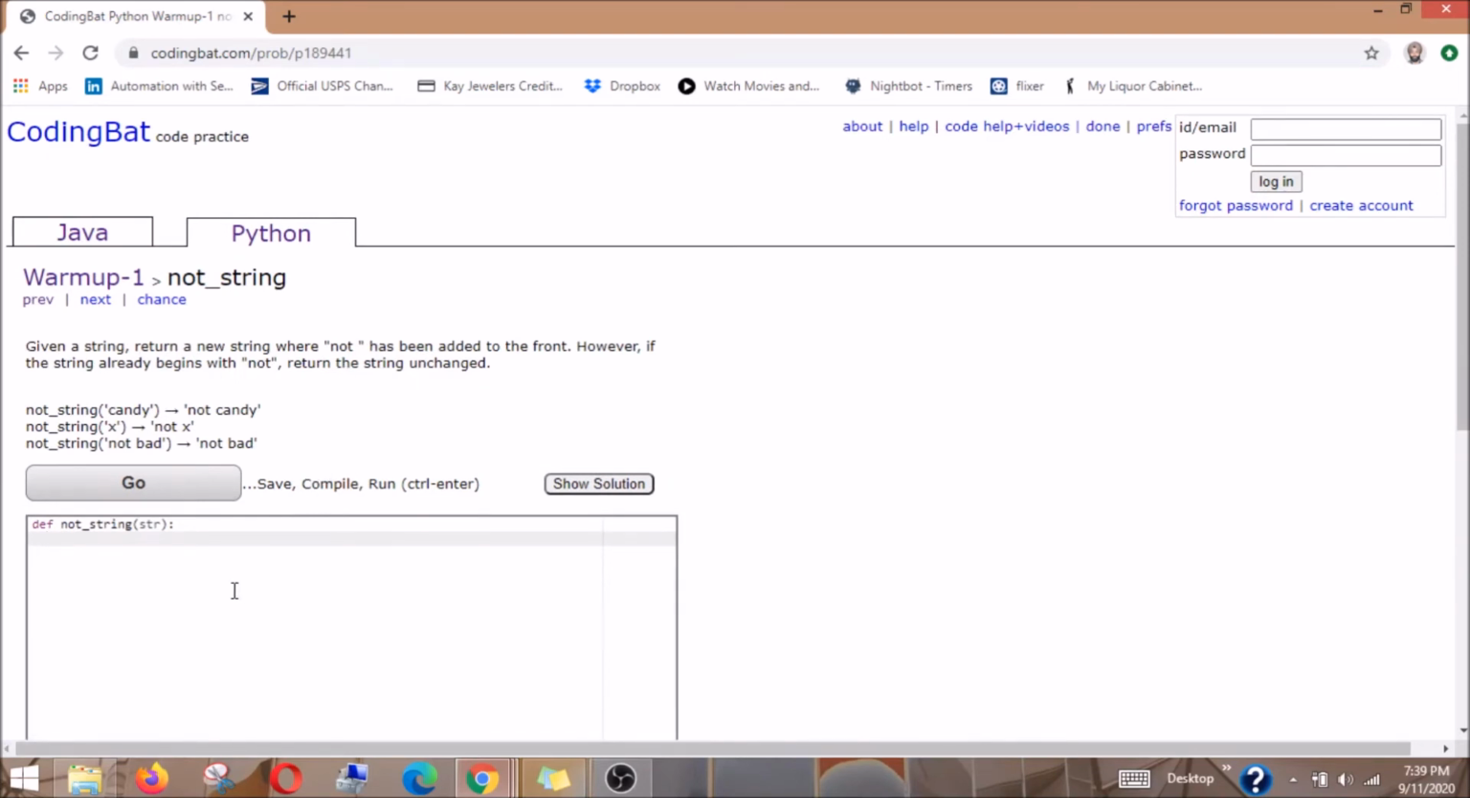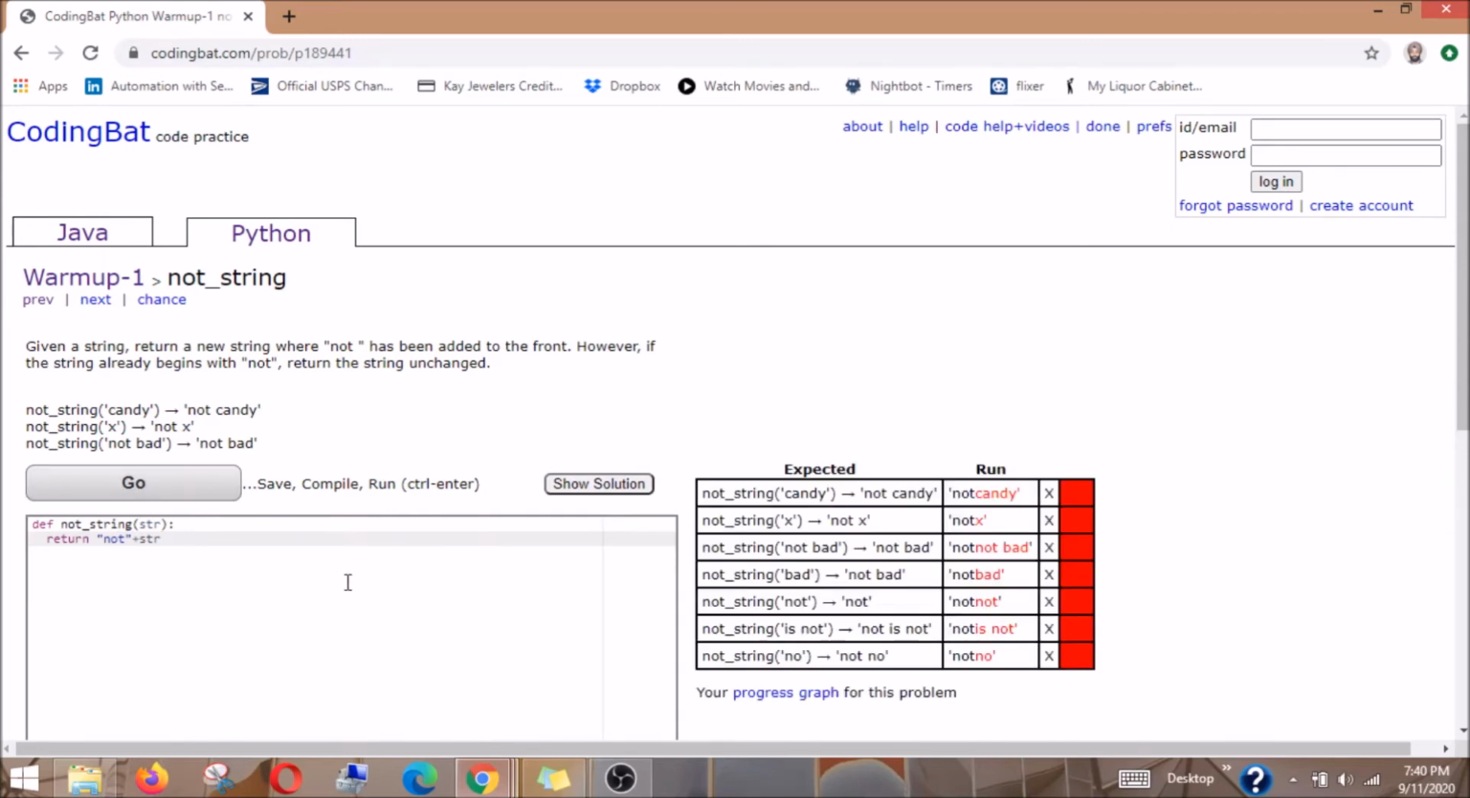Given a string, return a new string where not has been added to the front. Oh, nice. So we just have to return a string on which not has been added. Oh, feels like simple, right? Like just add not like this, plus sign, and then str. Let's try. I don't think this will work. Yeah. Oh, they need a space. Oh, that's it? That's the only error? Oh. Yeah. So however, if the string already begins with not, return the string unchanged.